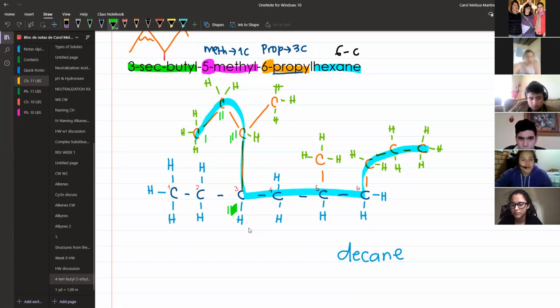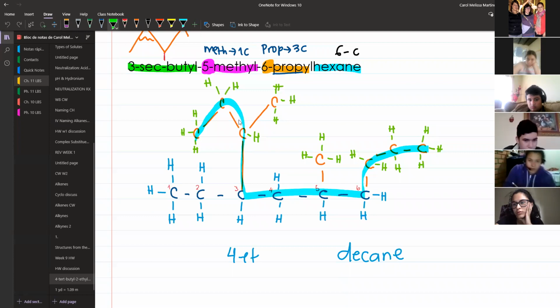Bueno, así puse 4. Okay. So, el nombre sería, en realidad, 4-ethyl. Sería mucho más simple. 4-ethyl. ¿Y dónde estaría ubicado? 6-methyl. 3,6. You're missing the one. Ah, sí, se me olvidó.